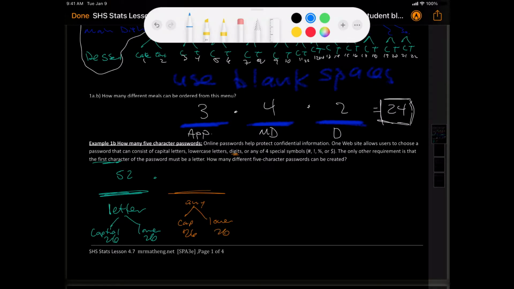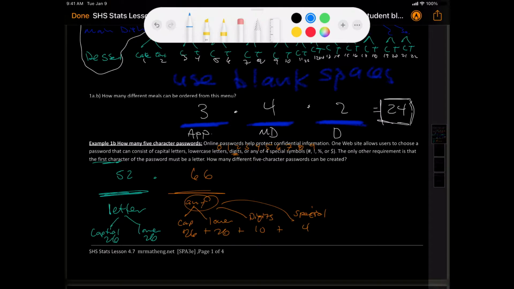We also see there's digits. Okay, there's 10 of them: 0, 1, 2. And the reason why I'm saying there's 10 of them is because if you count them up, including the number 0, so digits, there are 10. And then the last one can be one of those special symbols, special 4. So you just add all those together and you'll get 66.